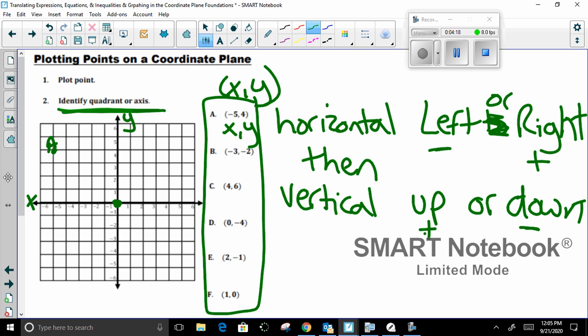What quadrant is that in? Remember, I start in the top right. This is quadrant 1. This is quadrant 2. And then I go counterclockwise, quadrant 3 and quadrant 4. So A is in quadrant 2. B is -3, -2. So x is negative and y is negative. So I go horizontally to the left 3. And since y is negative, I go down vertically 2. And that is my B, and that is quadrant 3.